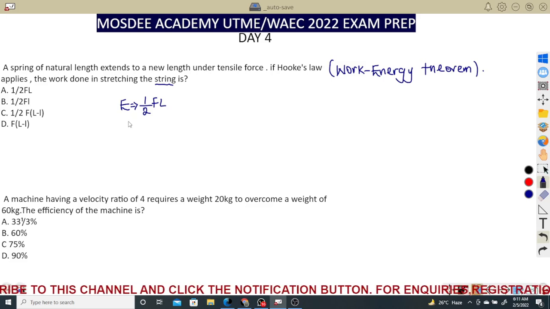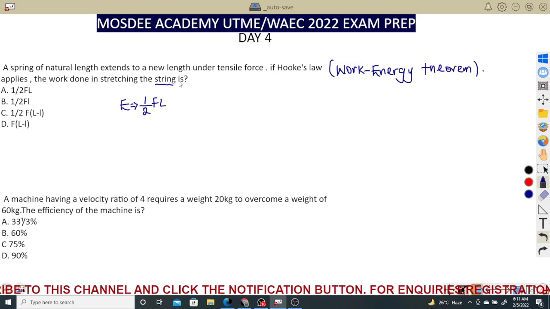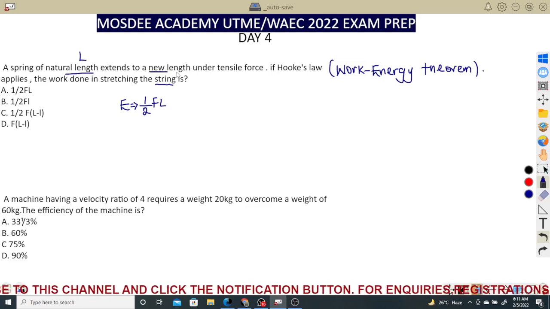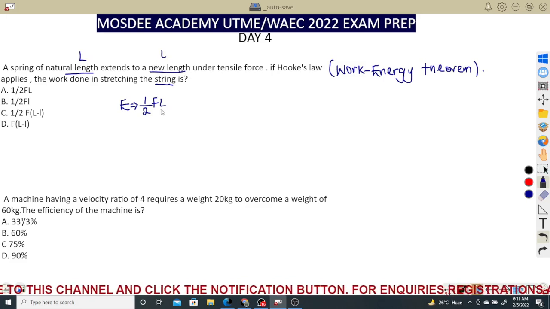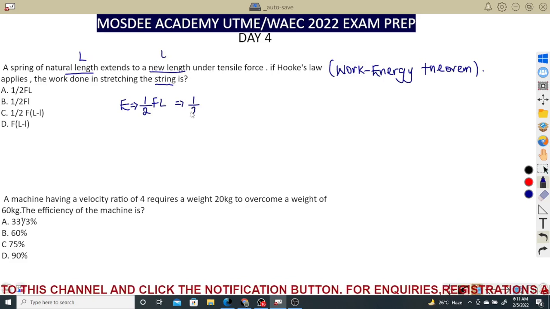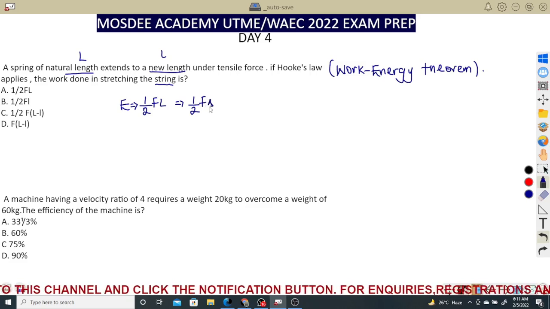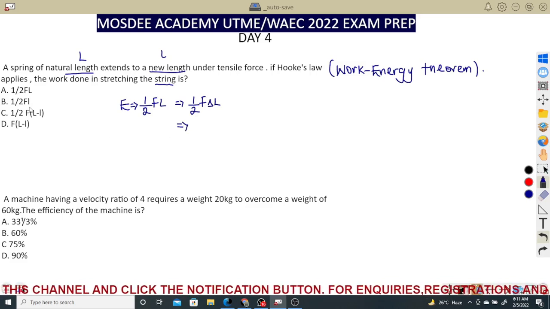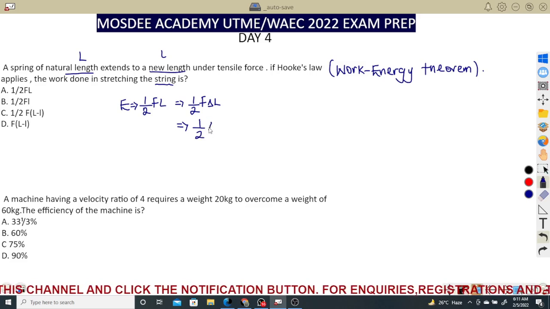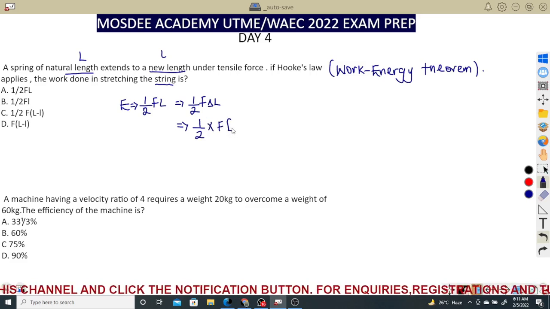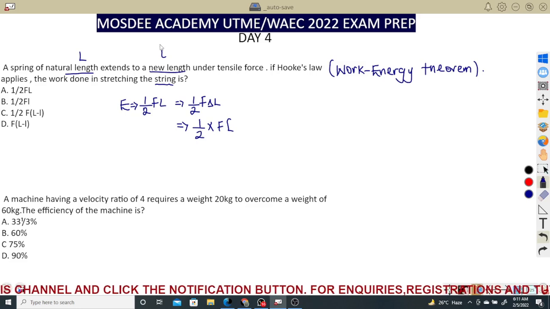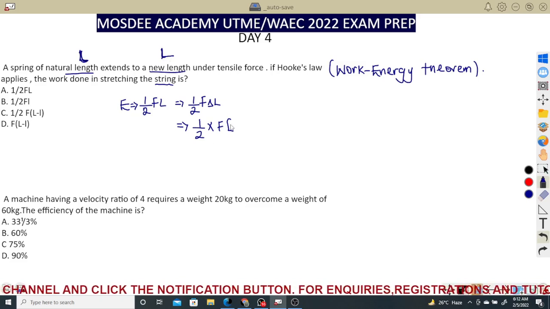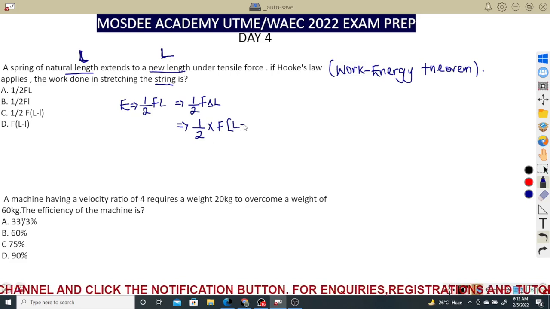But there is a condition here. It was stretched from its natural length, which we call L, to a new length, which according to the interpretation is small l. So the energy is half multiplied by the force, multiplied by the change in length. From the options, the change in length is from the old length to the new length. The new length was capital L and the old length was small l, so it is capital L minus small l.